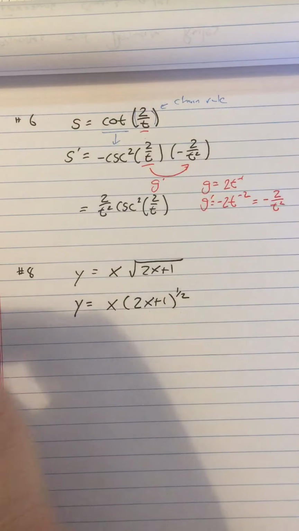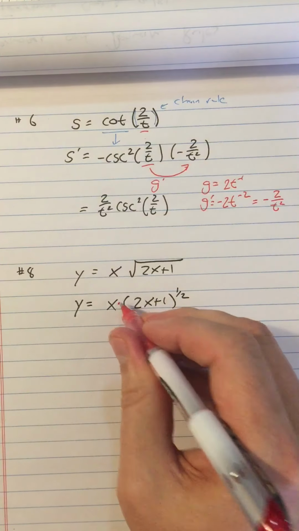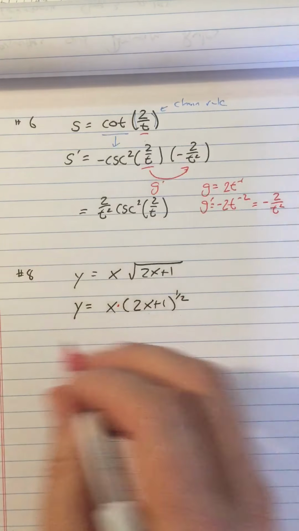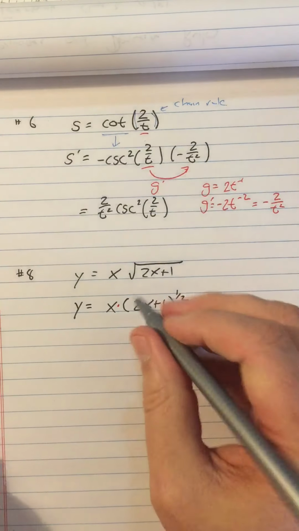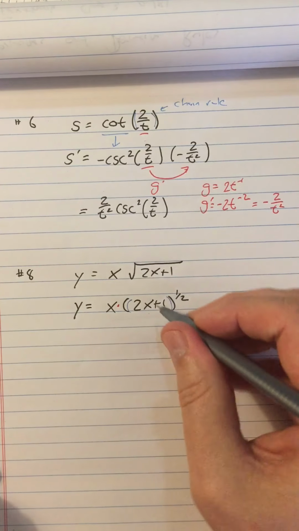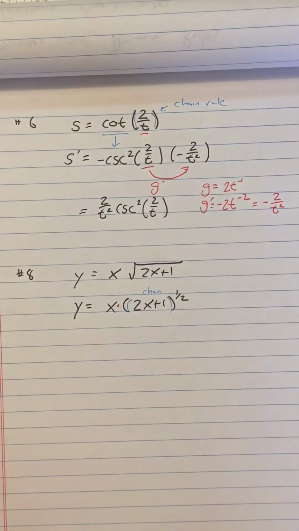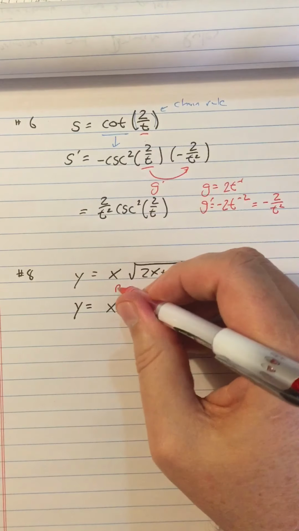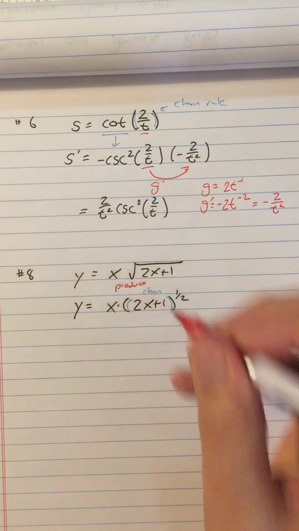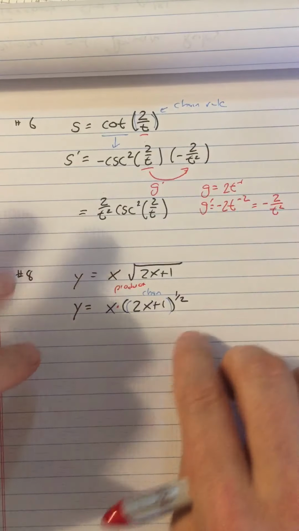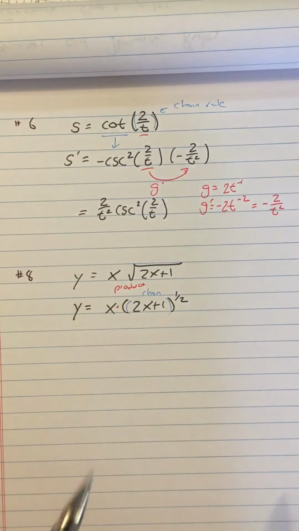All right, now we've got two things going on here. I've got a product and I've got a chain rule, because this part of this product has parentheses around it. So the whole thing is going to be a product, but with a chain inside it, right? So I've got one inside the other. The product is sort of outside the chain, so I'm going to do that first.